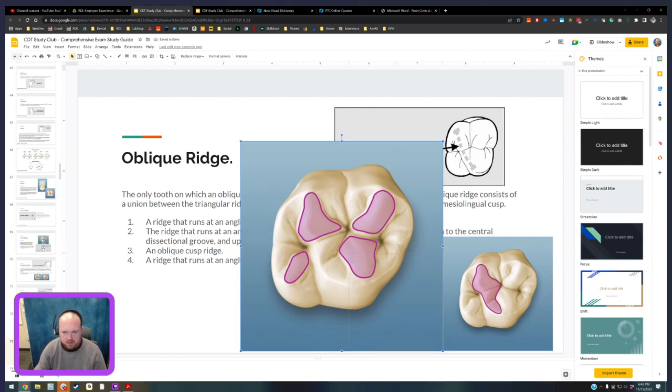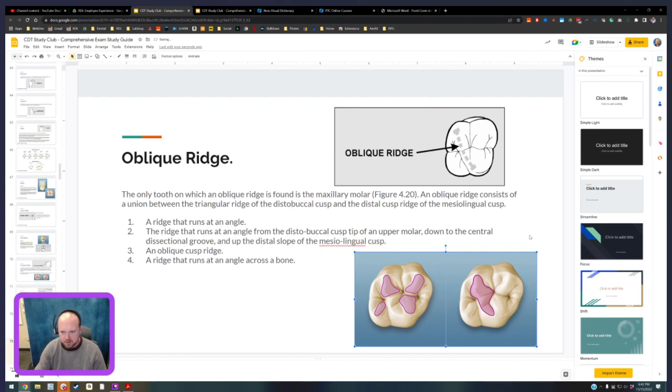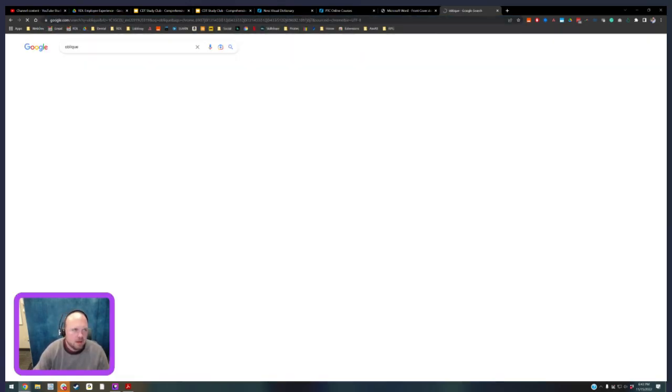Just lining up images. All right. Lining up those images, boss. So, oblique ridge. A ridge that runs at an angle. It is an oblique ridge. Well, let's look at the definition of oblique, because this is just a little too. And this is why I hate.